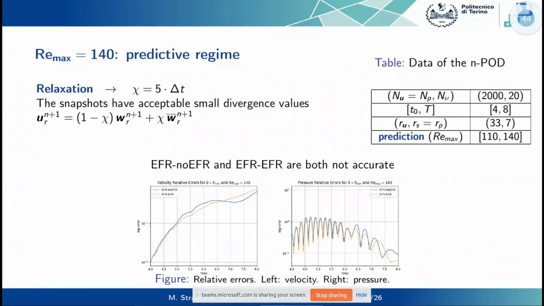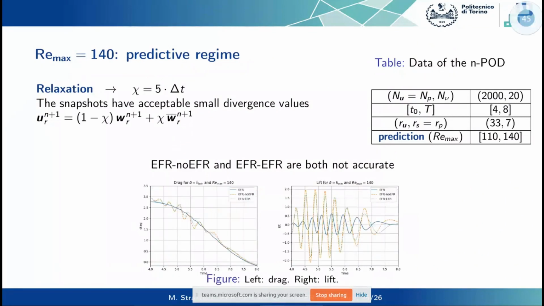Well, it happens that if you go further in Reynolds, and it's not unexpected, you have no convenience in using one or another strategy. So we are quite inaccurate both with the EFR and with EFR, no EFR, as you can see here. Also the drag here is off, and the drag is usually recovered quite well. Okay, great.